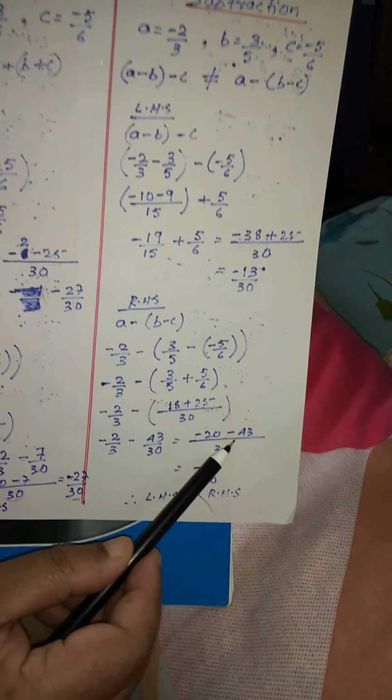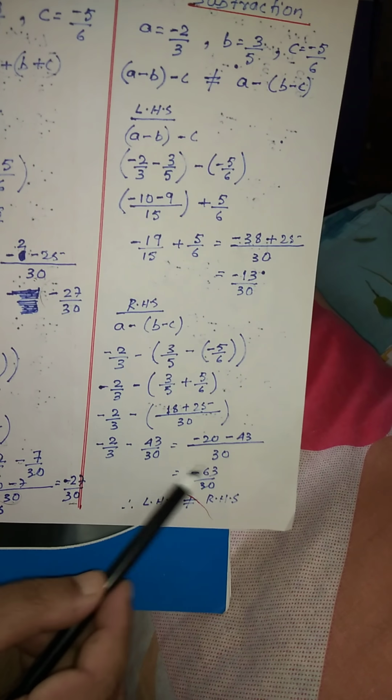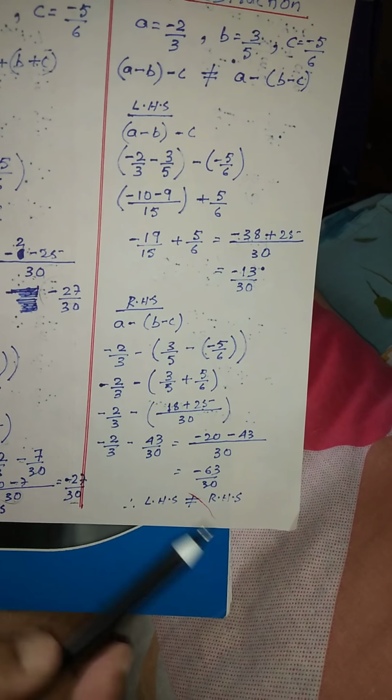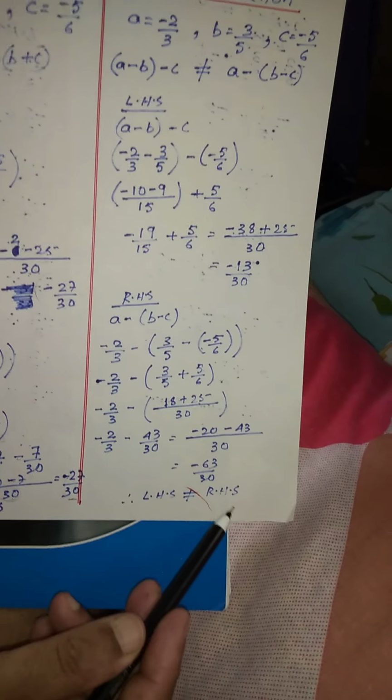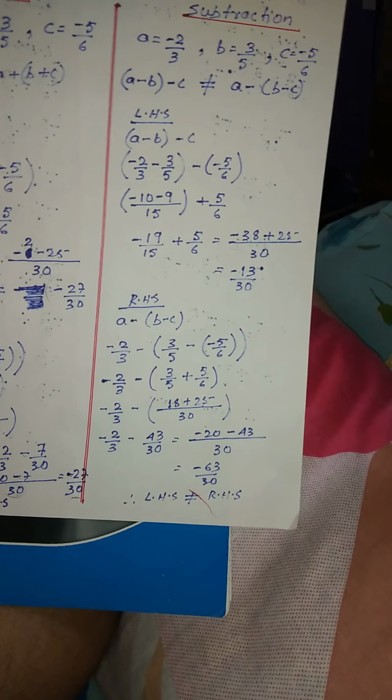Now minus into minus is plus. So 20 plus 43 is what? 63. Then what is the final answer? Minus 63 by 30. Are the answers matching, students? No. So we'll write LHS is not equal to RHS. So subtraction is not associative for rational numbers.